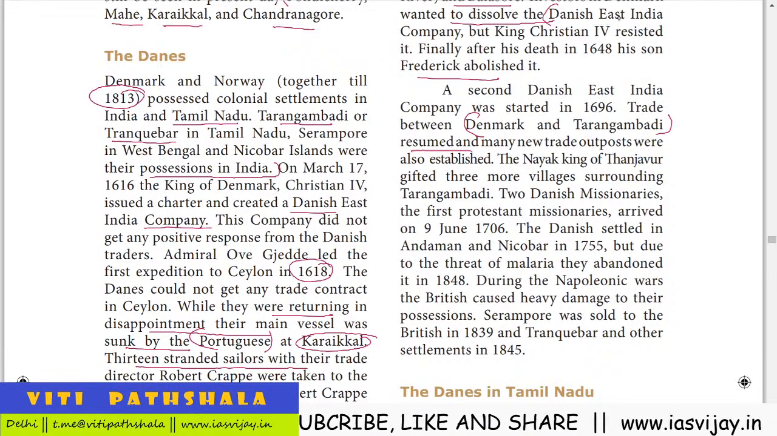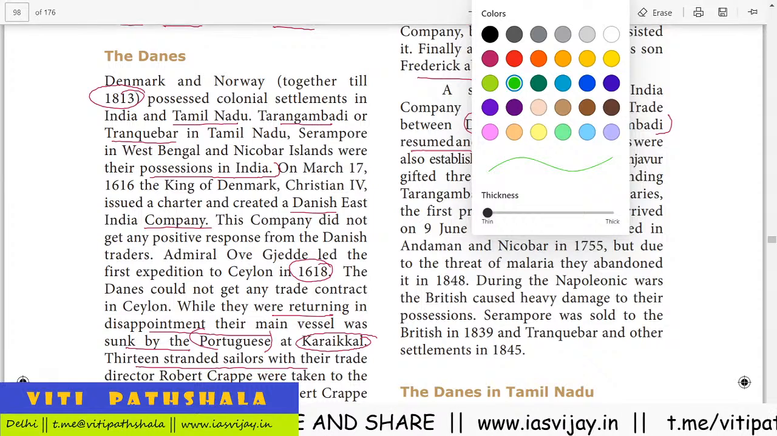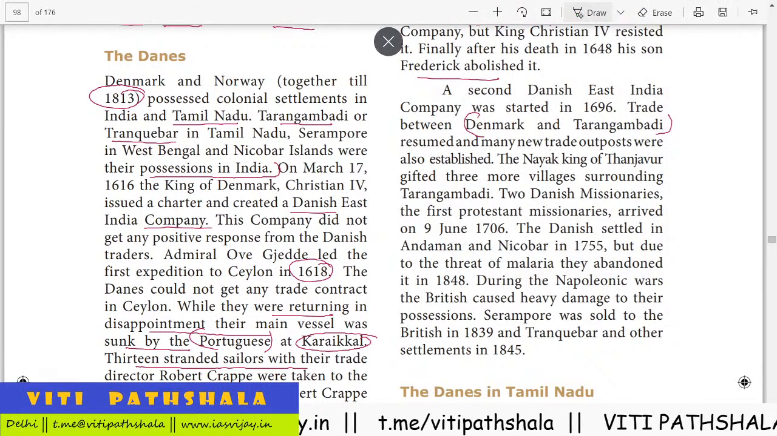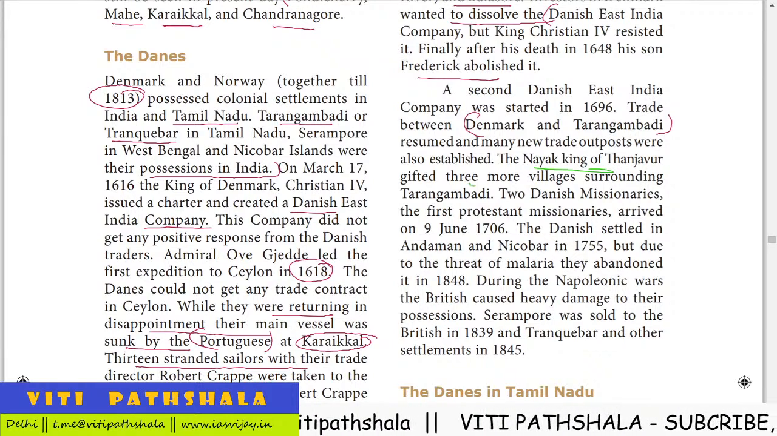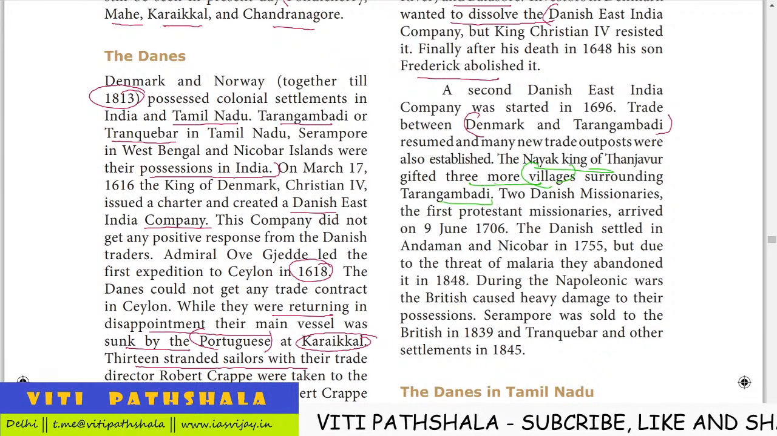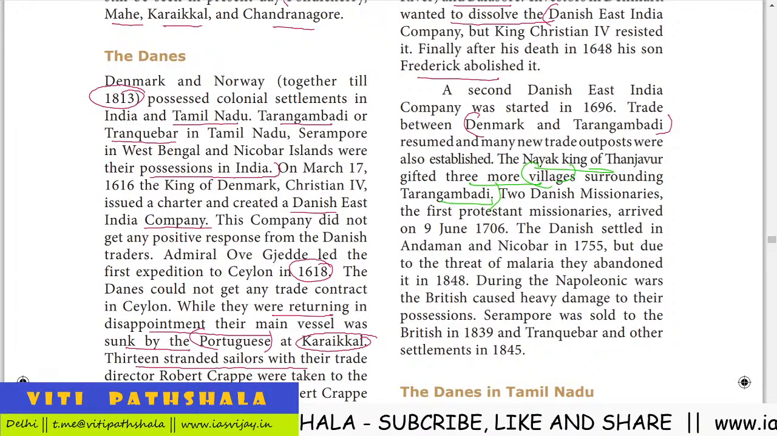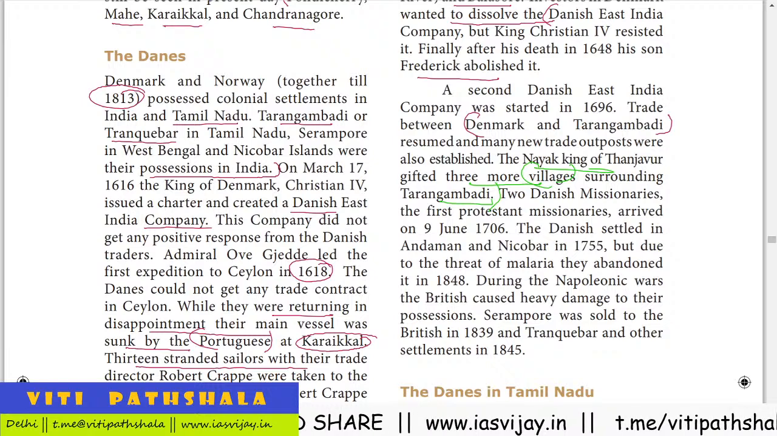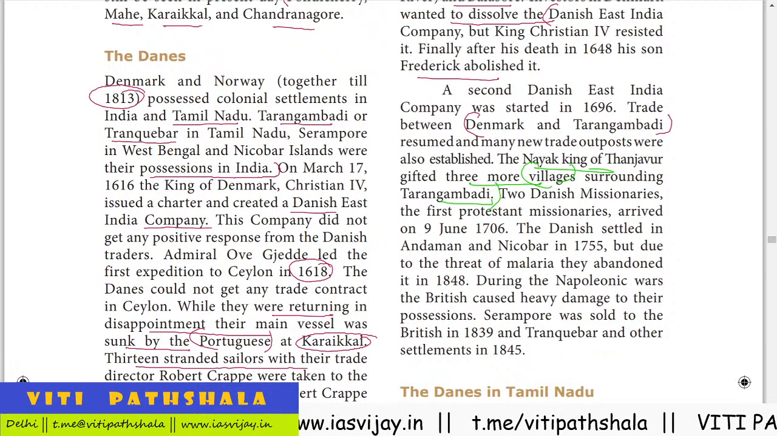The Nayak kings of Tanjavur gifted 3 villages surrounding Tranquebar. Two Danish missionaries, the first Protestant missionaries, arrived on the 9th June 1706.